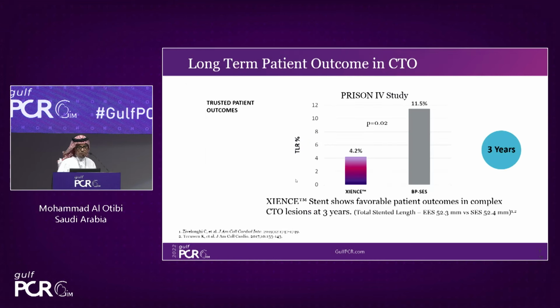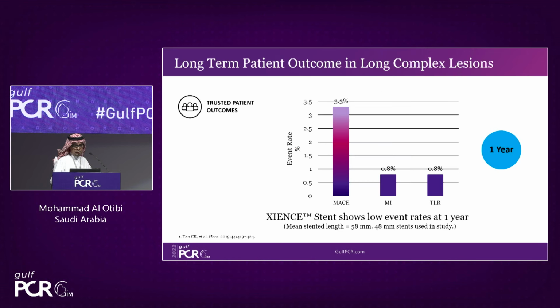This is compared to the other stent types. The ultimate calcified lesion is probably a CTO, and the Zion stent has a very beautiful record at 3 years with a single-digit TLR. So I think this is a very important criterion for the stent.